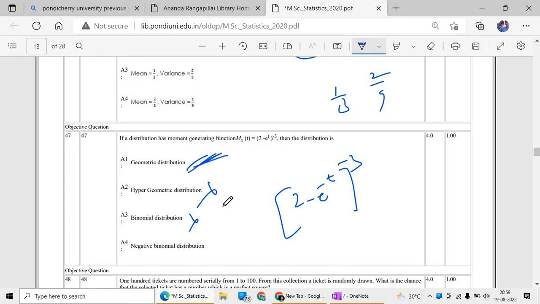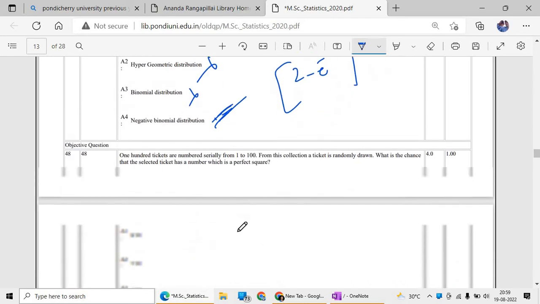Maximum it is geometric or notable. You can just cross check from books. Okay.